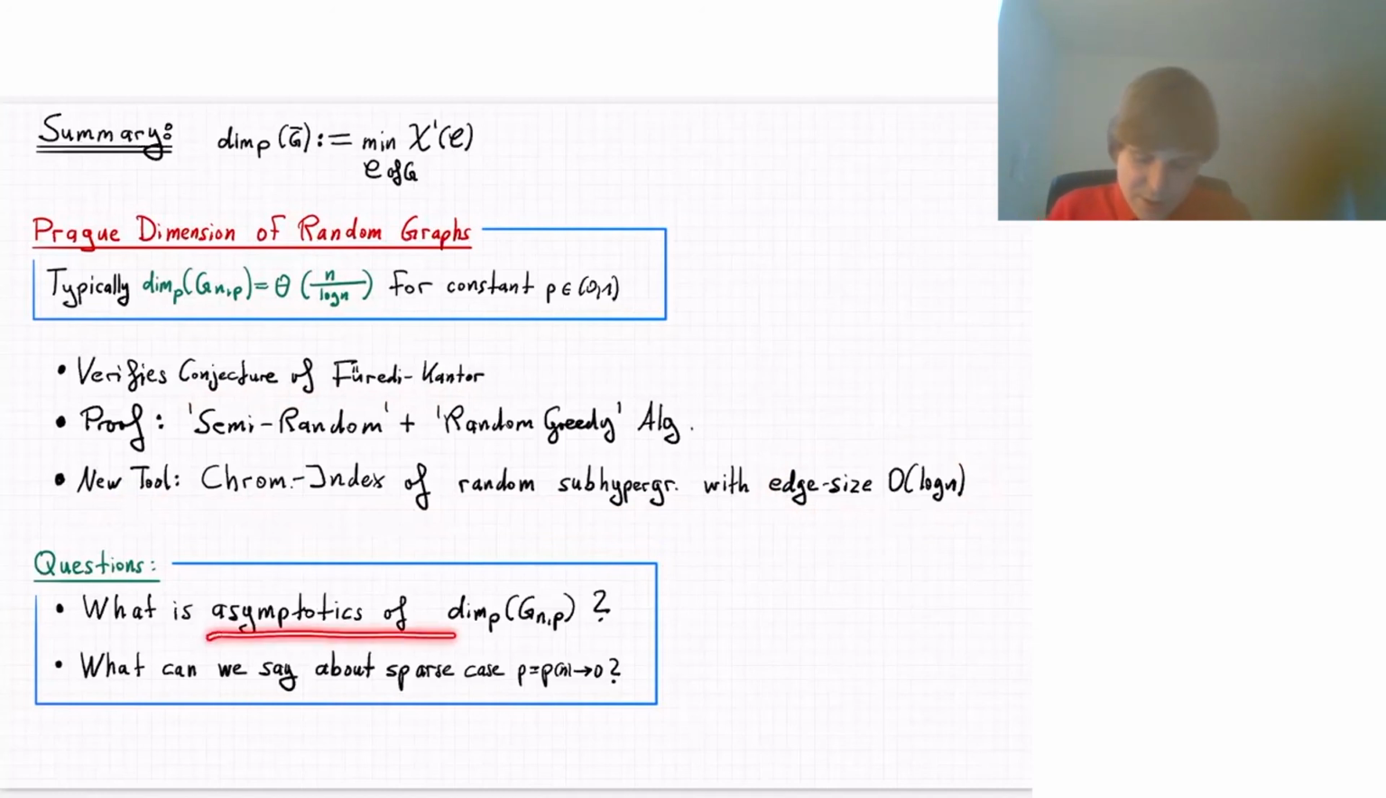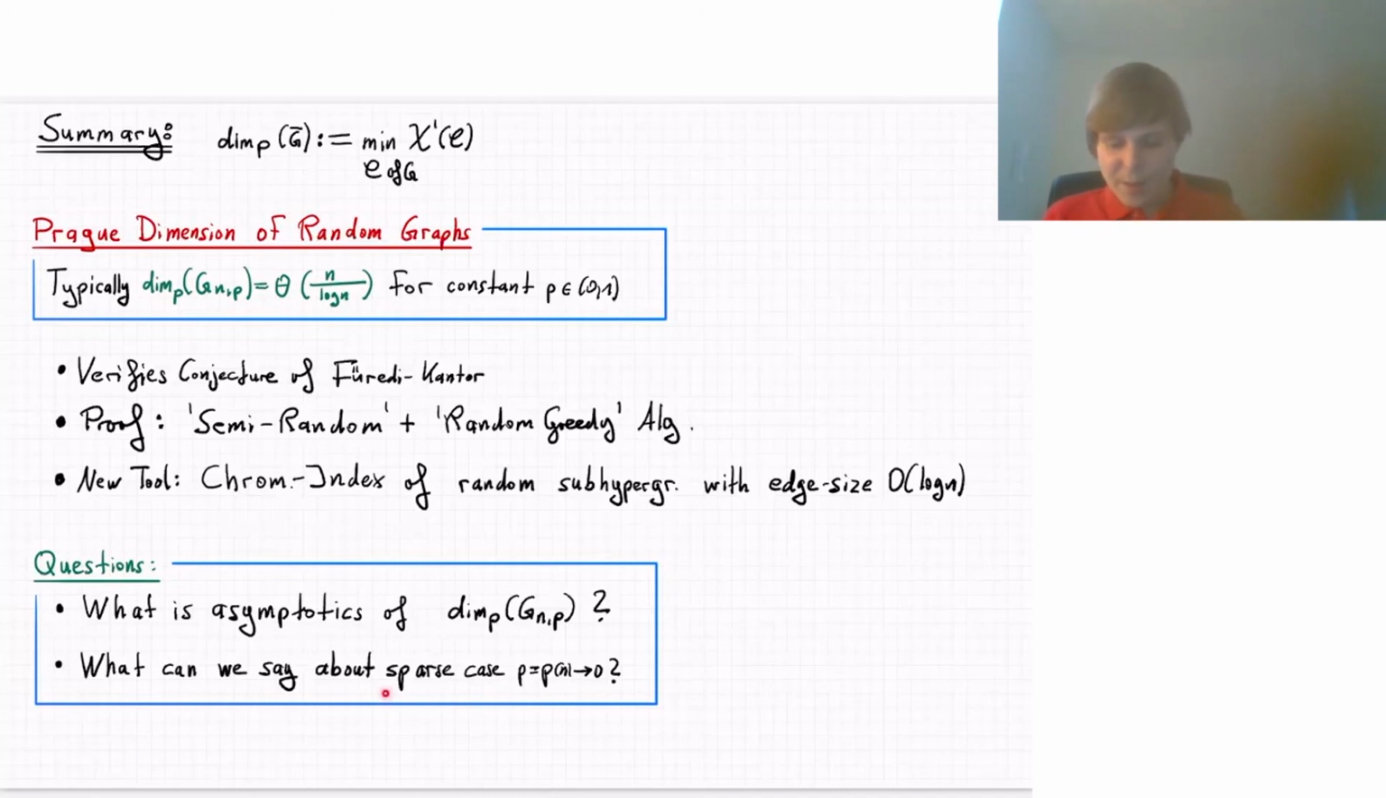One is what we already discussed. What is the asymptotics of this Prague dimension for constant p? What can we say about the leading constant? And another thing, which we didn't look into too much, is what can we say about the Prague dimension in the sparse case, when this edge probability p goes to 0?